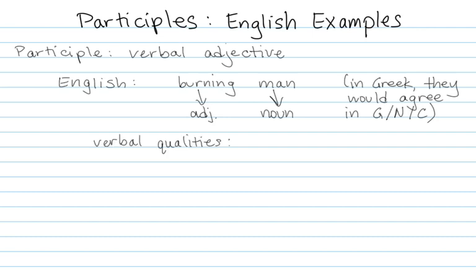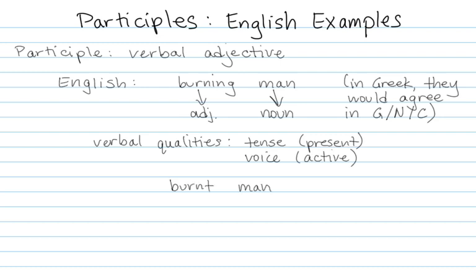So the verbal qualities of this adjective, burning, are tense. In this case, we're talking about the present tense. It is currently burning. The other verbal quality is voice. So think of active versus passive in English. Are we burning something else? Yes, that means it's active.